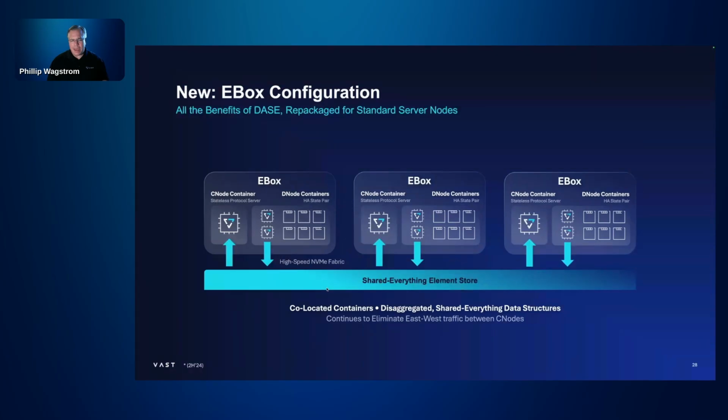So again, the behavior is going to be very much the same. The C nodes don't necessarily communicate with each other. There is going to be traffic between the E-boxes, obviously, but it's going to be C node to D node, whether that be within the same E-box itself or going between different E-boxes. So fundamentally, it is the same architecture, just different packaging.